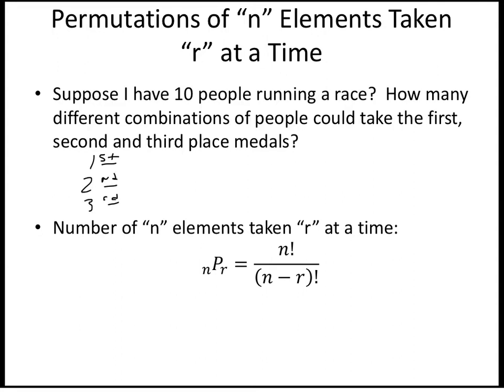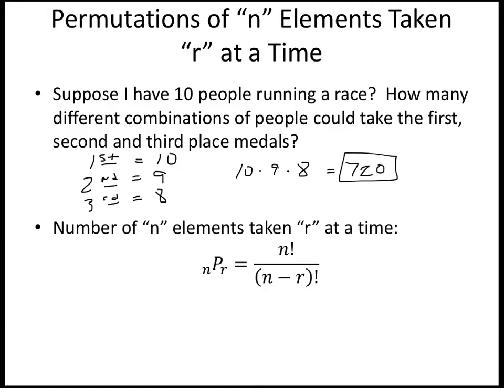For the first place medal, I'll have 10 people that could have gotten it. But after that first person crosses the finish line, there's only 9 people left to go. And after that second person crosses the finish line, there's only 8 left to go. So this amounts to 10 times 9 times 8, which is 720 different combinations of those people.